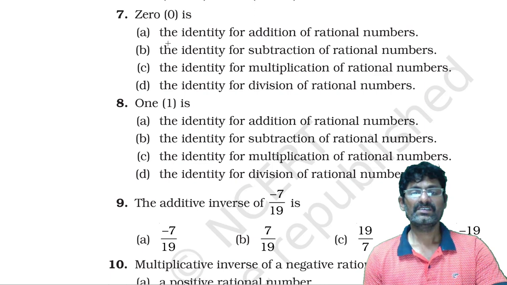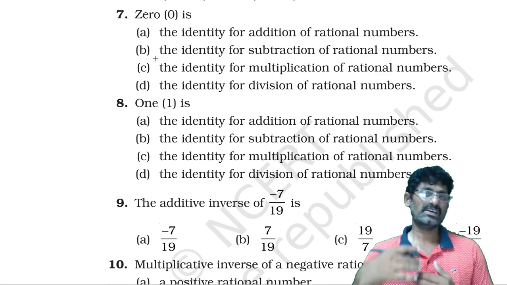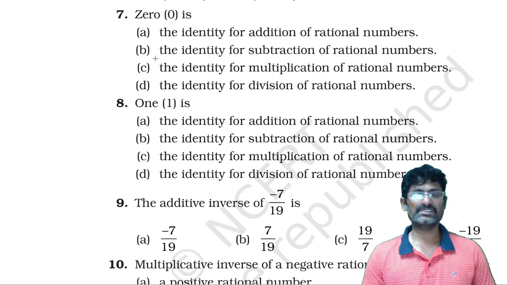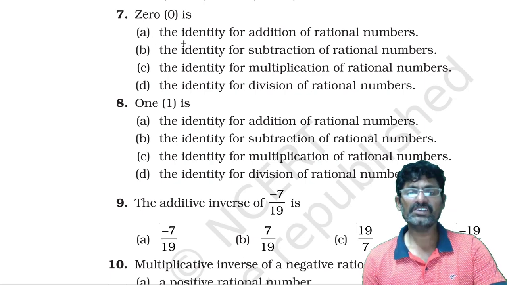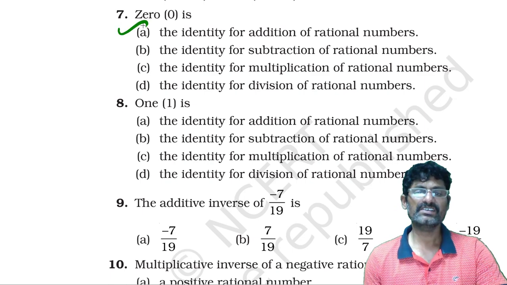We know that 0 is the additive identity. That means there is an identity element for addition of rational numbers. Let us check. Option A, the identity for addition of rational numbers. Yes, that is correct. Now let us go to the eighth one.